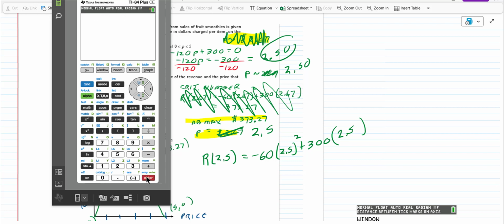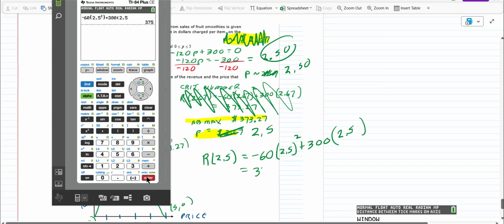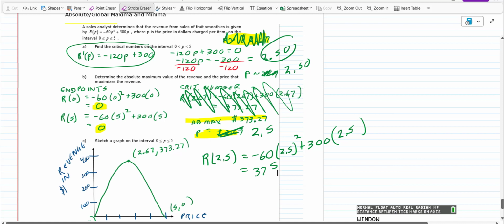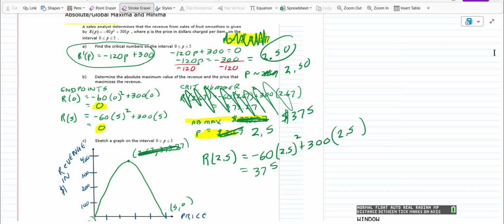Okay, so what did you get for 2.5, 375? Does that sound right? Okay, very good. So I kind of did a bad job on that. Anyway, your absolute max would be 375. That would be your maximum revenue. And then the price would be $2.50. So the maximum on your graph should have been at 2.5, which is the price. And then your maximum revenue is 375. So that's the way that should have worked out.